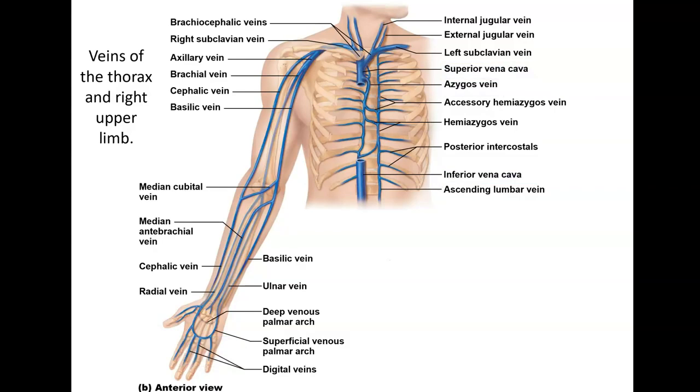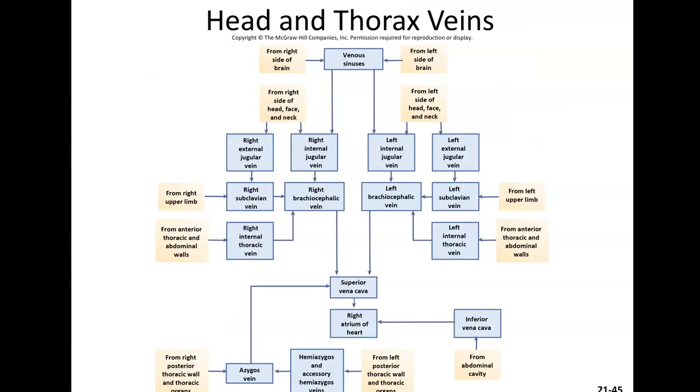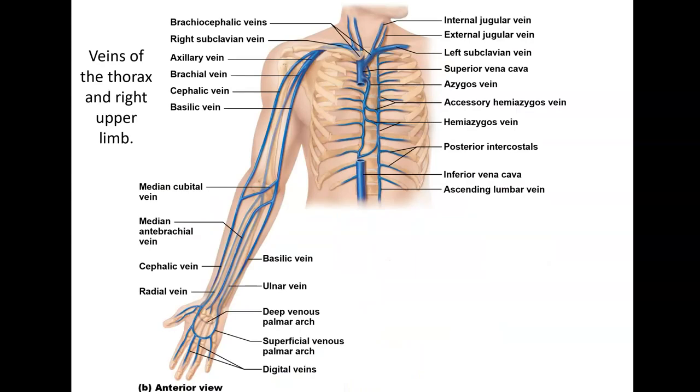If we look back at our chart, the azygous vein is going to drain blood from the right posterior thoracic wall and thoracic organs. I will show you in the diagram that we also have a hemiazygous and an accessory hemiazygous vein that will drain the left posterior thoracic wall and thoracic organs.